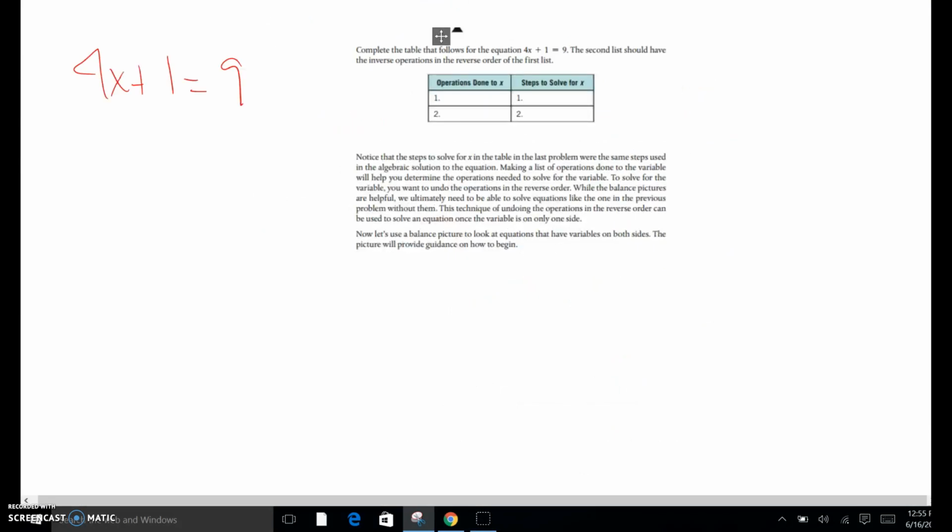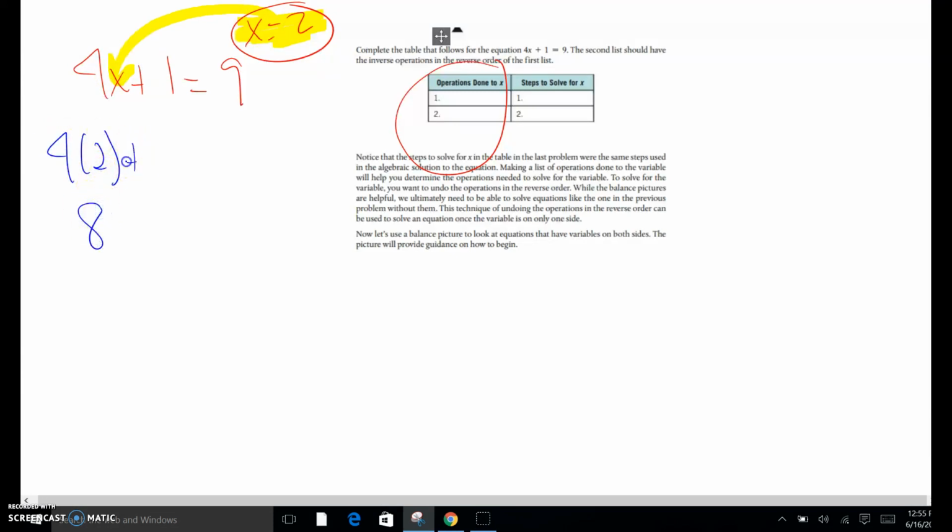Okay. So what they're saying is operations done to X. So what are we doing to X? Pretend you know what X is, all right? I happen to know that X is really 2, but you might not know that. So what happens if I knew X is 2? Well, the first thing I would do is put the 2 in there, and I'd take 4 times 2, multiply first because of order of operations, and then later I'd add the 1 and get the answer of 9, okay? So that's what I do forward.